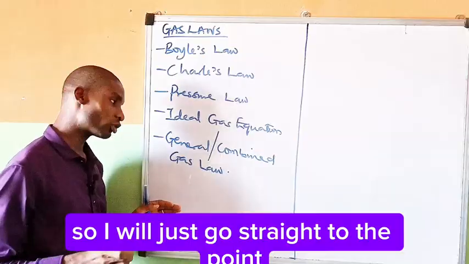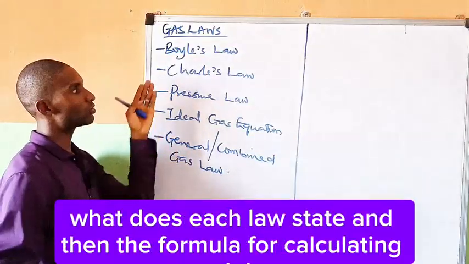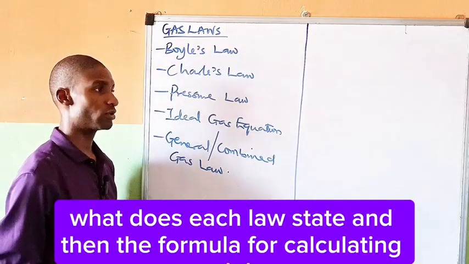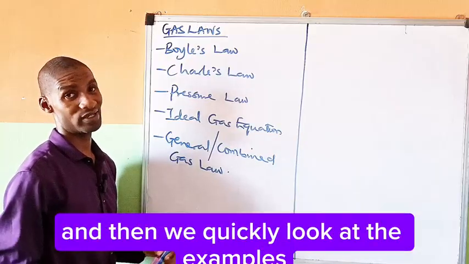So I will just go straight to the point. What does each law state? And then the formula for calculating each law, and then we quickly look at the examples.